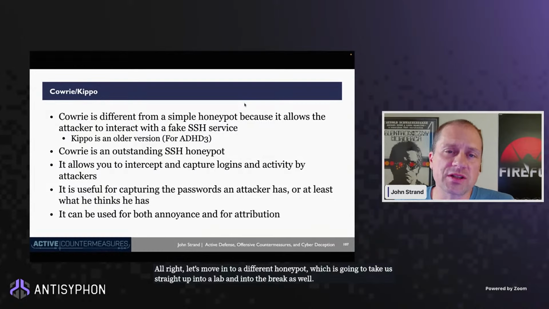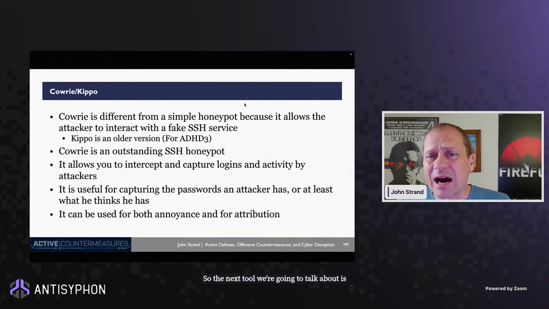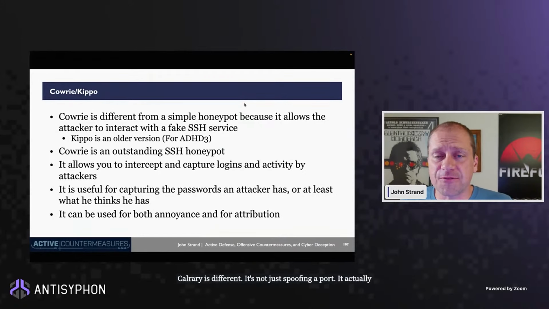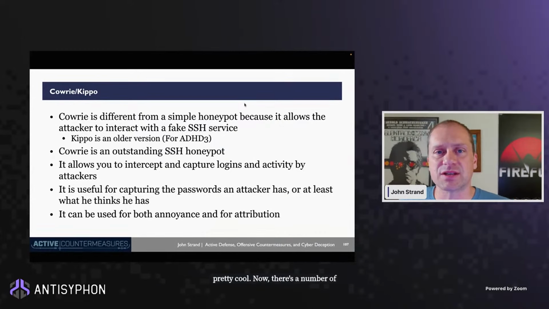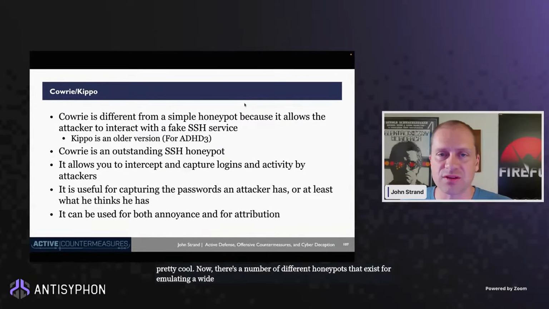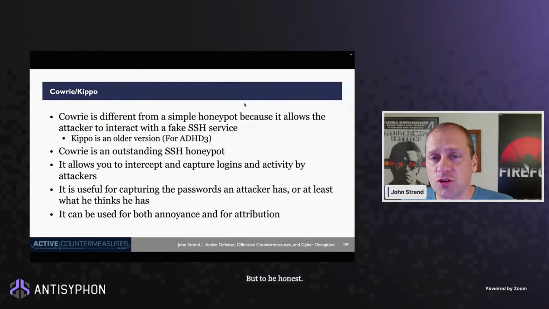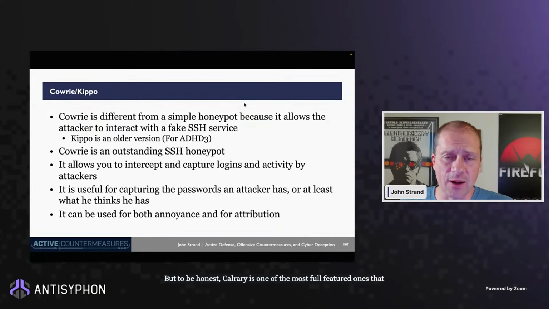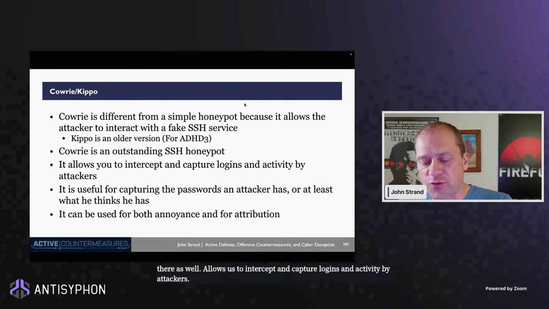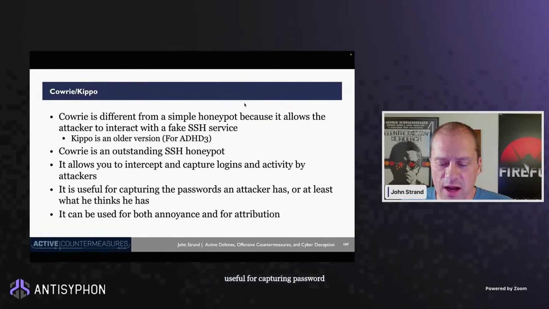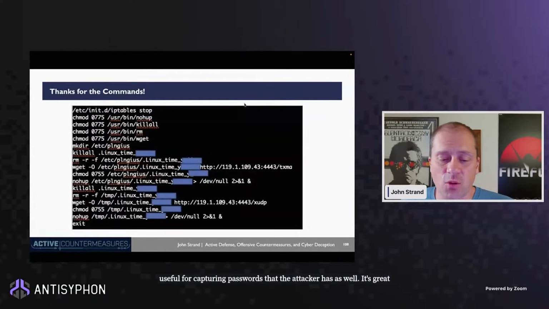So the next tool we're going to talk about is Cowrie. Cowrie is different. It's not just spoofing a port, it actually is emulating a full SSH service on a system. It's completely built in Python, which I think is pretty cool. Now, there's a number of different honeypots that exist for emulating a wide variety of different services, but to be honest, Cowrie is one of the most full-featured ones that exist in there as well. Allows us to intercept and capture logins and activity by attackers, useful for capturing passwords that the attacker has as well. It's great for annoyance and for attribution.